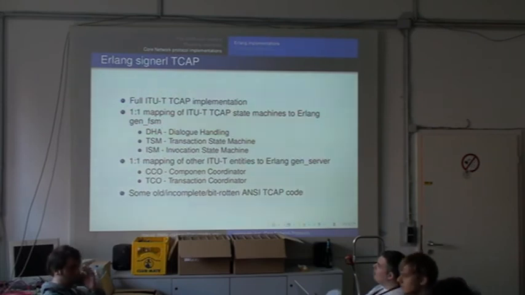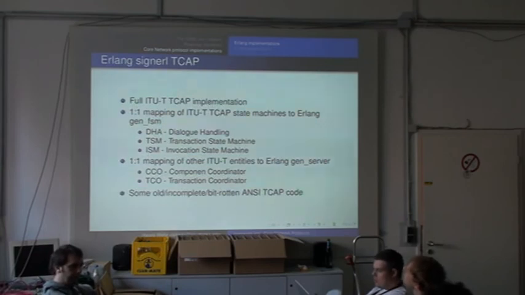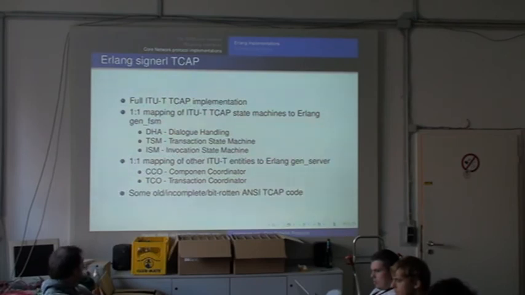And meanwhile, I have completed the TCAP implementation. It turned out to be much more things missing than I originally thought. So I would say, yeah, more than half of it was missing actually. But it's a one-to-one mapping of these ITU state machines to Erlang state machines for dialog handling, transaction state machine, invocation state machine, and then we have other entities, component coordinator, transaction coordinator. This is all the same terminology like in the specs, and they're all more or less in there.